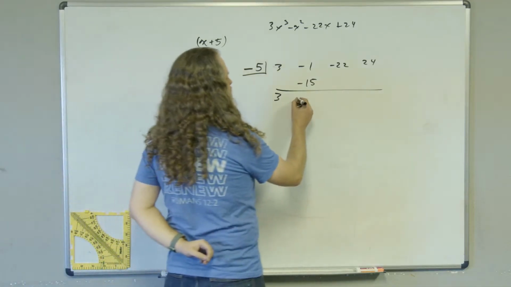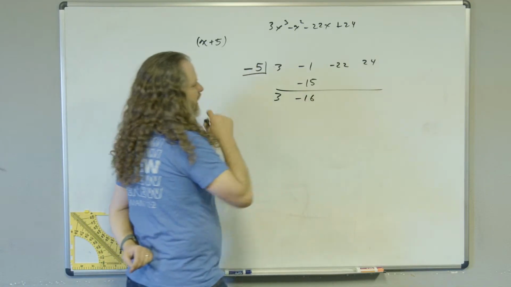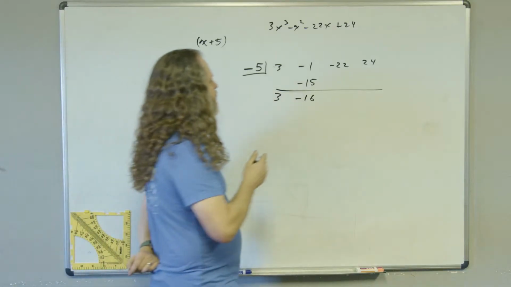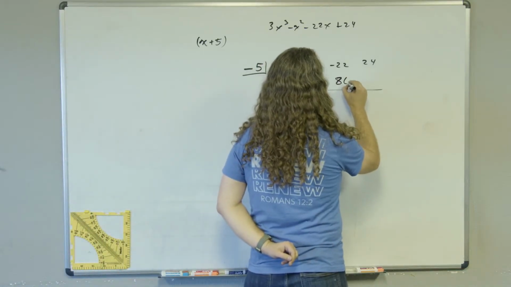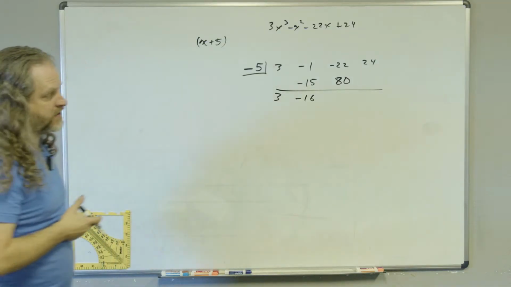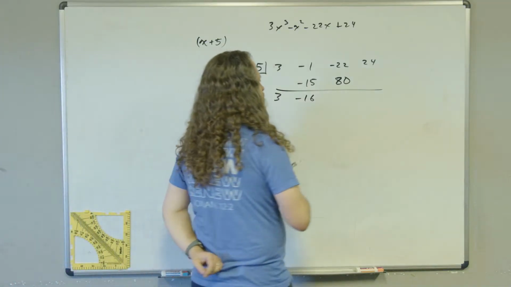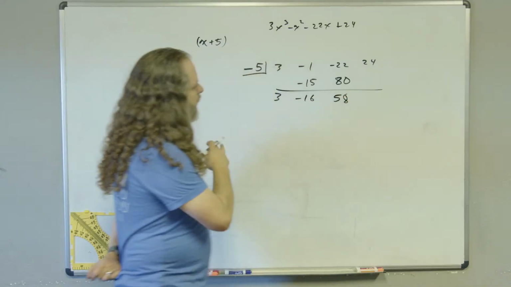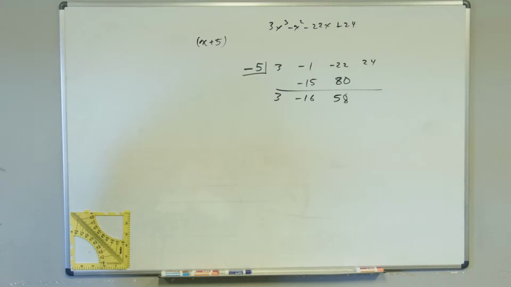Negative 16. Negative 16 times negative 5 is positive 80. Negative 22 plus 80 is positive 58. Negative 5 times 58 is what? Negative 290. Yep.